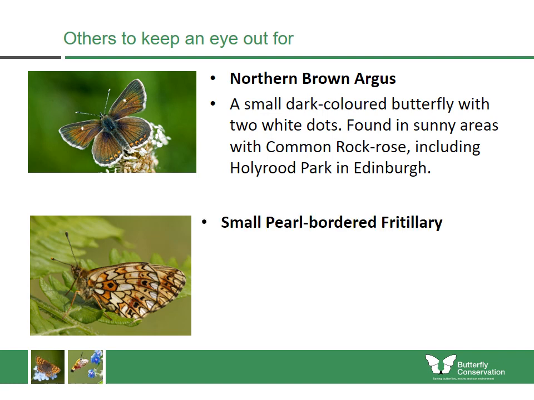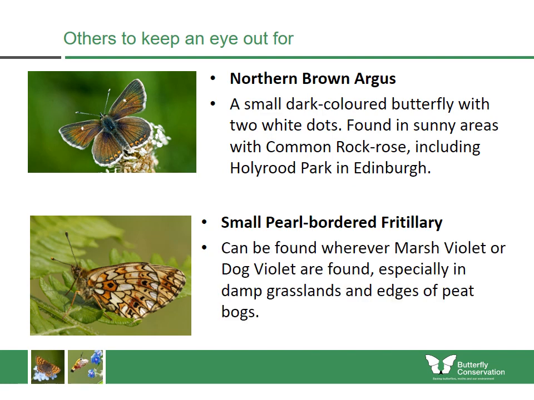Then this is one of our fritillary butterflies, and there are several fritillary species in Scotland, but this would be one of our most widespread. The small pearl bordered fritillary can be found anywhere where marsh violet or dog violets grow. This is especially the case on the edge of damp grasslands or edges of peat bogs. The upper surface of the wings of that species have orange and black speckles, but the undersurface has a beautiful mosaic pattern which gives this butterfly its name.